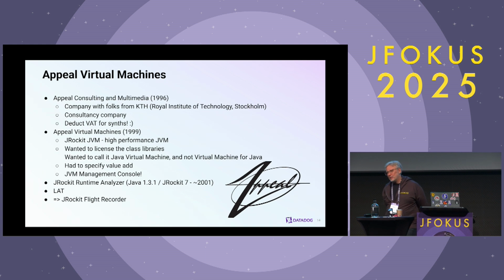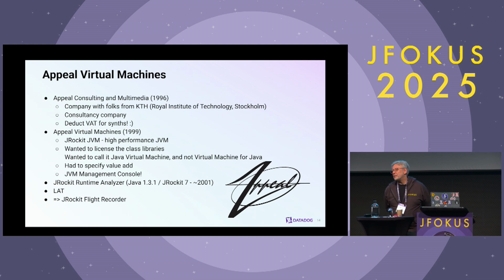Then when people started to get done with their degrees, there was a question about what we would do next. We had saved some money from our consultancy work to build a company together, and we decided that we wanted to build a high-performance JVM. And another funny story: we wanted to license the class libraries from Sun Microsystems, because we wanted to build a very fast server kind of runtime. We didn't want to deal with building the AWT library or things like that. So we wanted to license the class libraries.